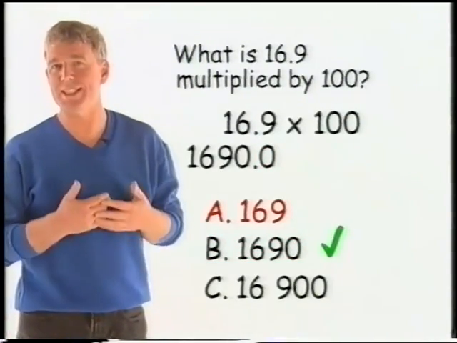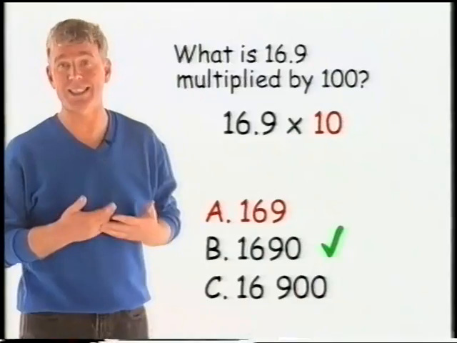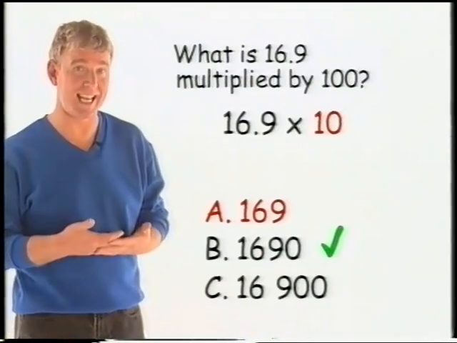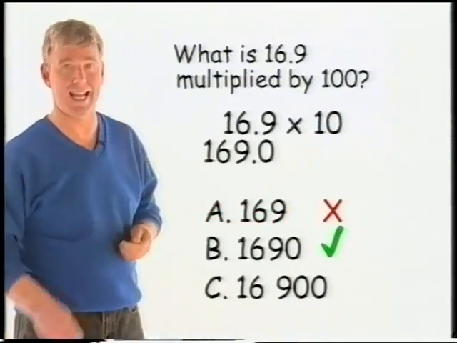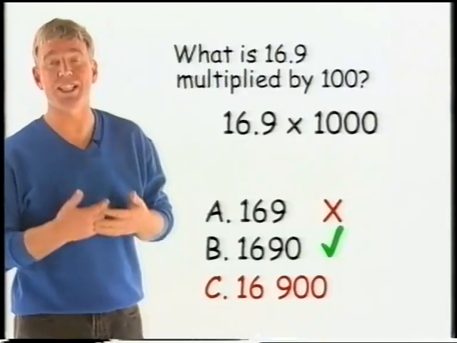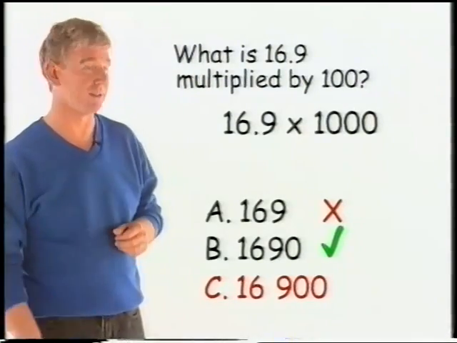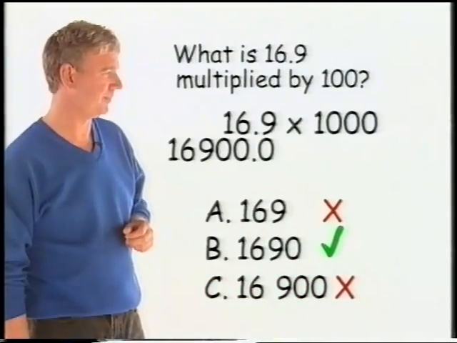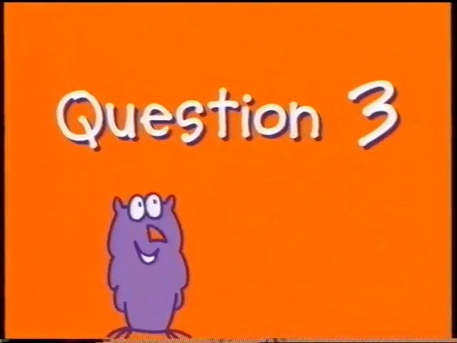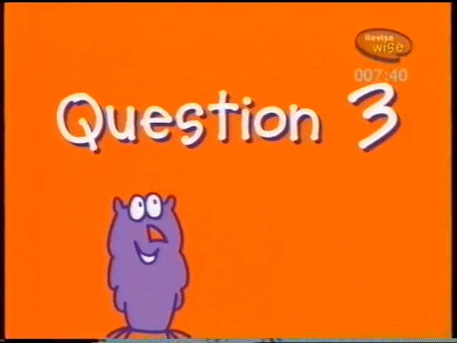You get 169 if you multiply 16.9 by 10, and you get 16,900 if you multiply 16.9 by 1,000. Here's a question about putting numbers in order.